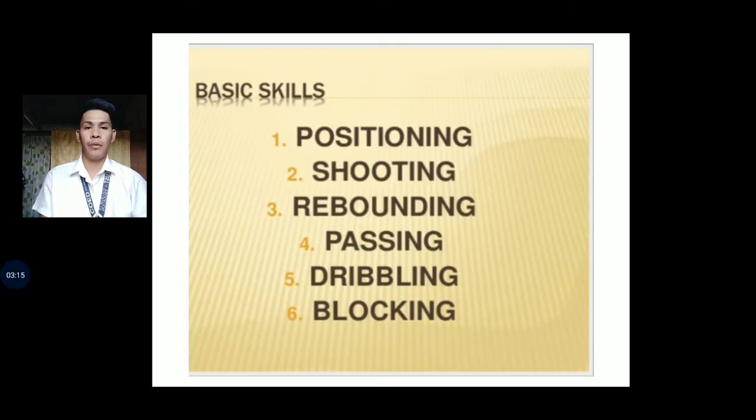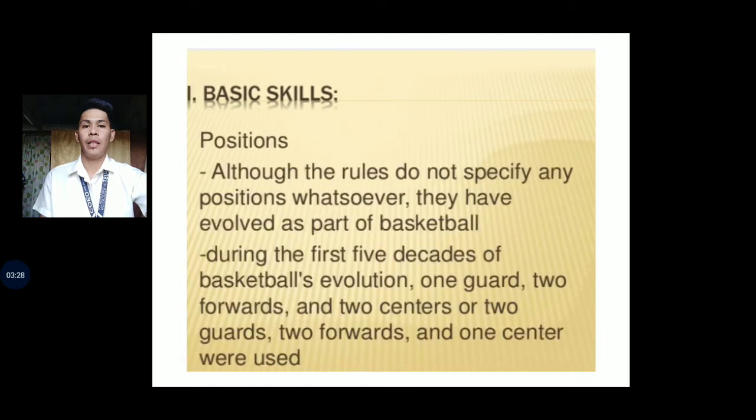Okay, now let's proceed to basic skills in basketball. First, positioning. Second, shooting. Third, rebounding. Fourth, passing. Fifth, dribbling. And sixth, blocking. Okay, positions. Although the rules do not specify any positions whatsoever, they have evolved as part of basketball. During the first five decades of basketball's evolution, one guard, two forwards, and two centers, or two guards, two forwards, and one center were used.